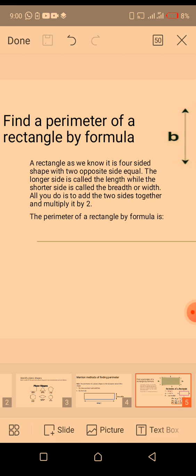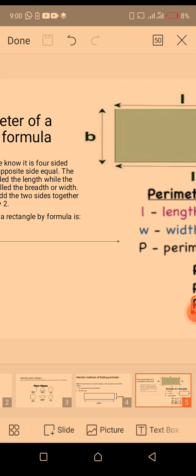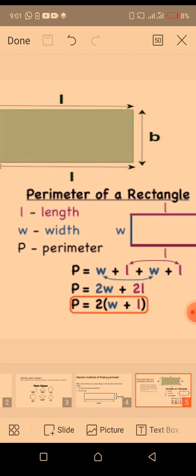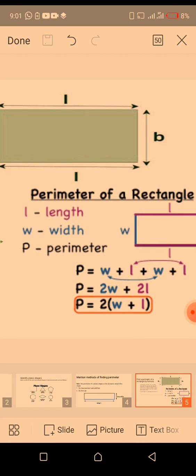Now quickly, let us look at the perimeter of a rectangle by formula, how we come about the formula. Perimeter of a rectangle: the L represents length, while the W represents width, or it can be represented with B, which is breadth, while the P represents perimeter.